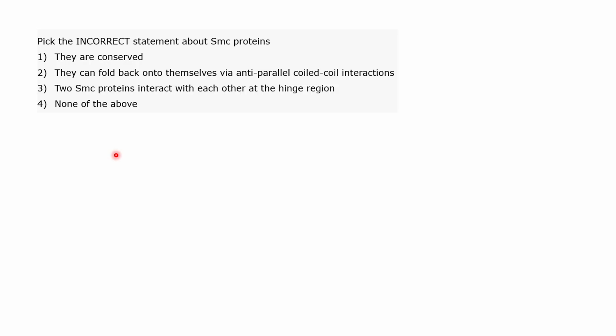Okay, I am getting option number 2. Okay, I will just tell you the answer. I suppose option number 2 is correct. The incorrect statement answer is none of the above. All the statements that are given here are correct.